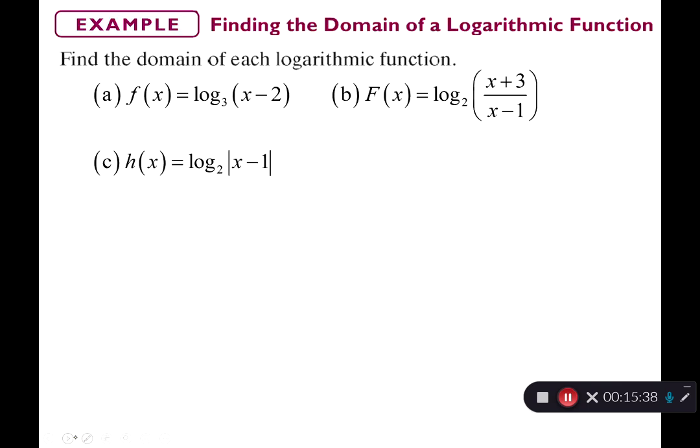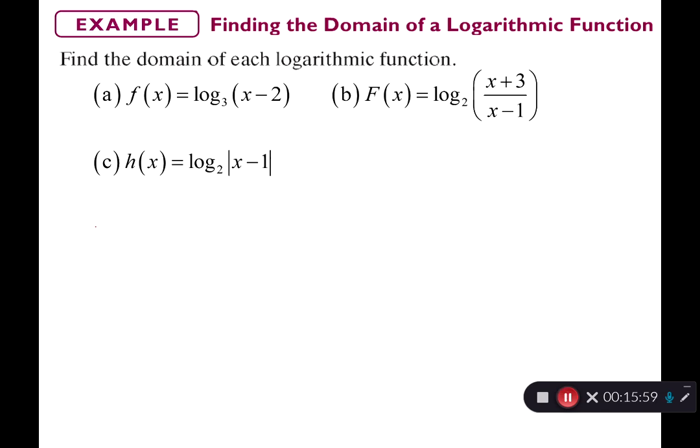All right, so why don't you pause the video and take a look at some of these and try to determine what the domain of each logarithmic function would be. All right, hopefully you're able to make it through at least A and C without a problem. B is kind of an interesting one, so we'll take up that one last.